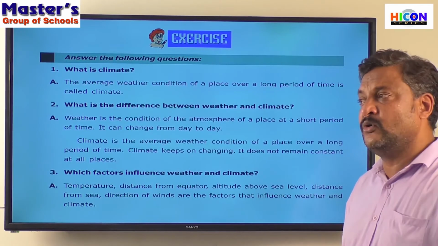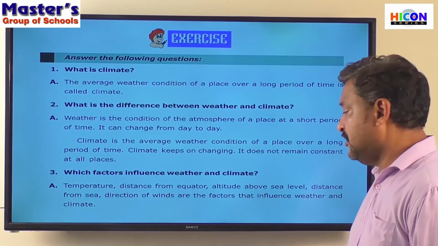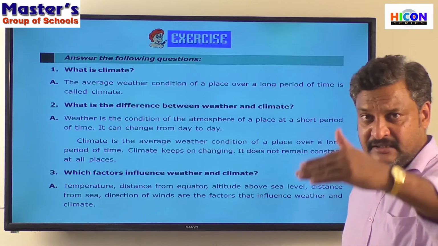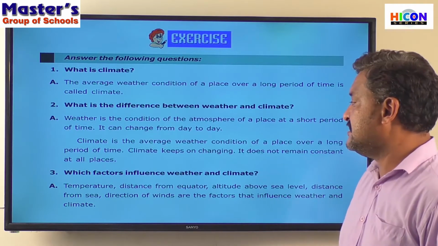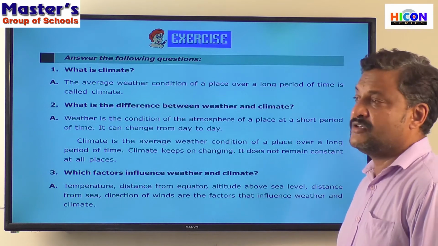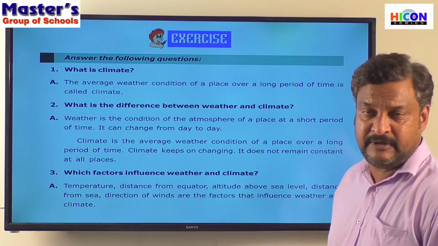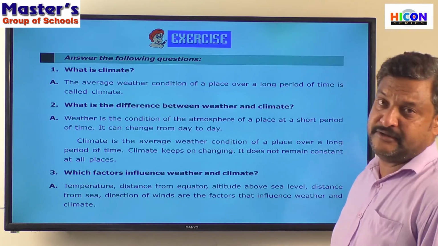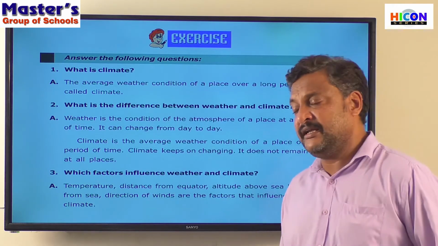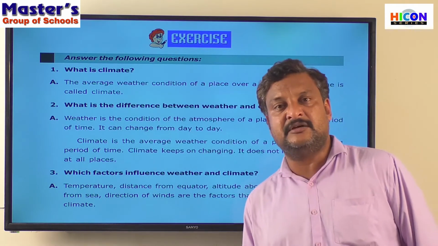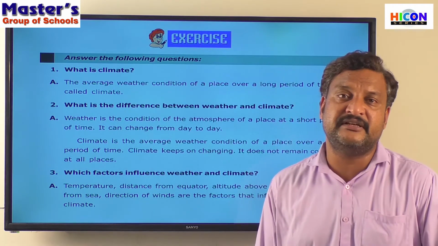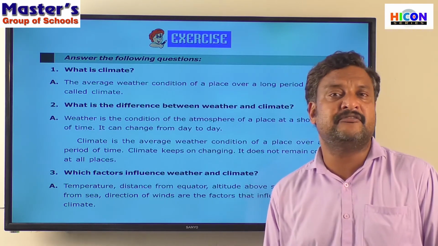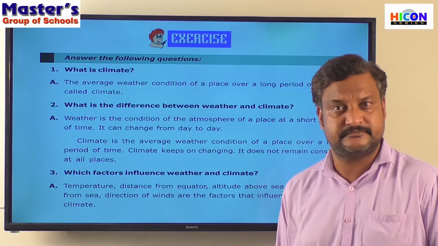Then distance from the equator. Equator is hotter. As we go deeper, it becomes cooler. Altitude above the sea level. As we go up, the temperature decreases. Distance from the sea. The sea coast area has a comparatively moderate climate, but interior regions have an extreme climate. Direction of wind. If the wind regularly flows in a particular direction, then in those regions it's quite difficult to have hotter climates because every time it will bring some clouds.